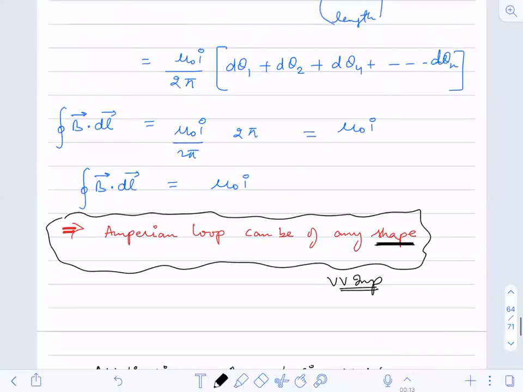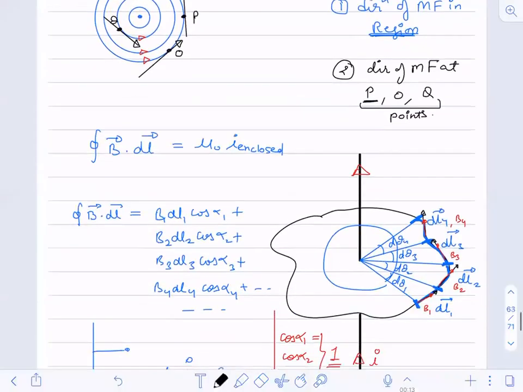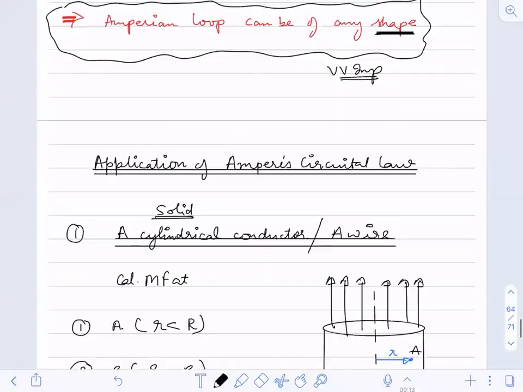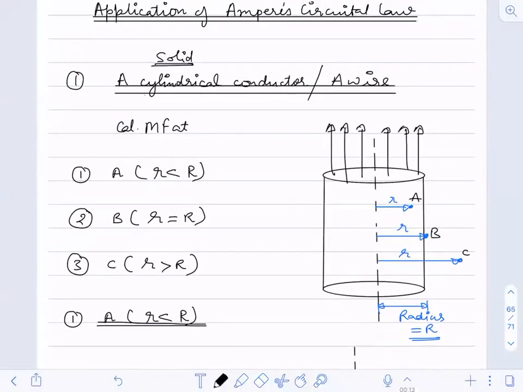We had seen Ampere's circuital law. We had verified that result and we were doing its application. So we had taken our first case where we were applying Ampere's circuital law and calculating the magnetic field at different points, at the points A, B, and C. And these are the conditions, these are the positions of those points.